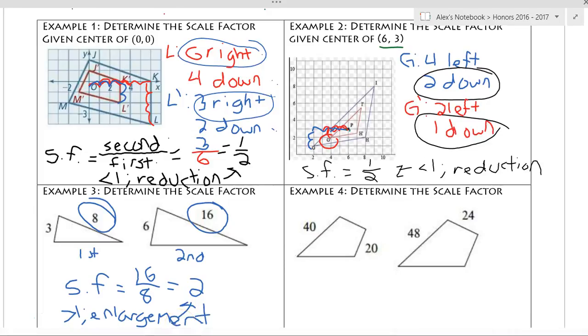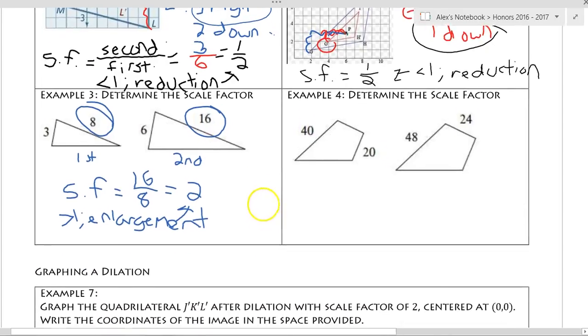So it's an enlargement. And again, that makes sense. It's getting bigger. Okay? Alright, we're going to skip example 4. It's the same exact thing as example 3.